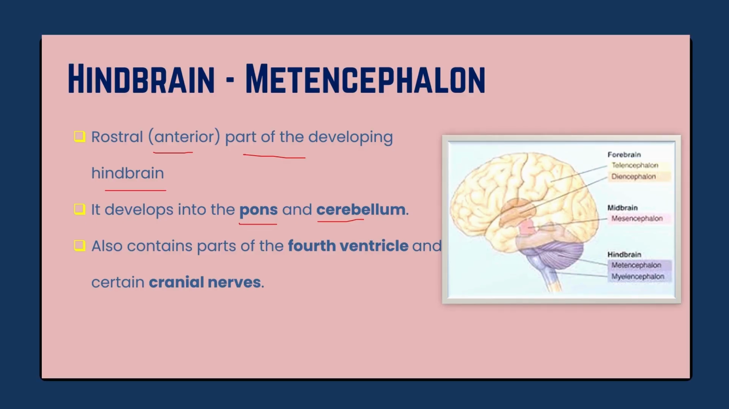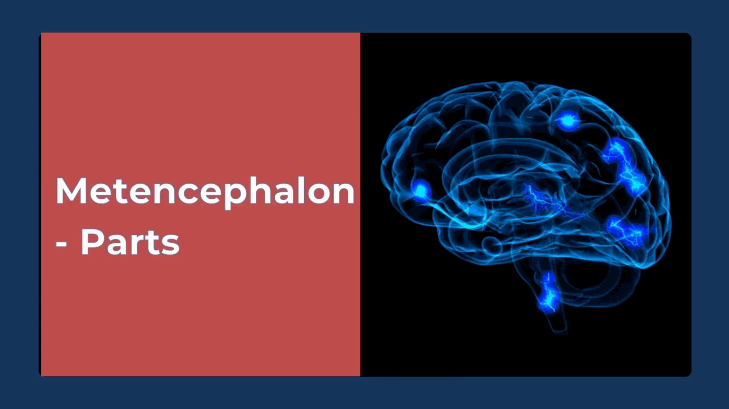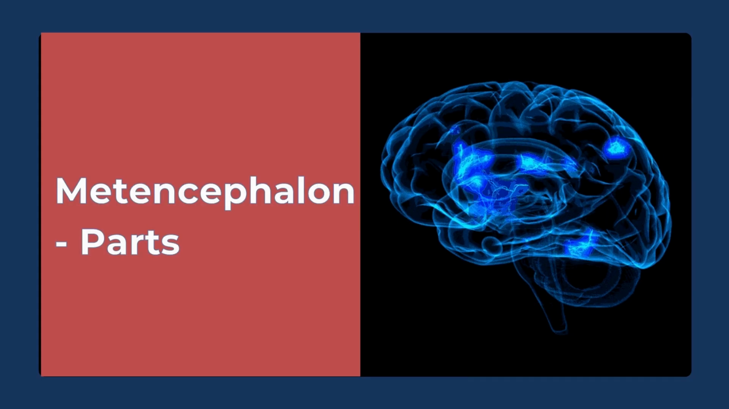It also contains parts of the fourth ventricle and certain cranial nerves. We know what is ventricle, right? We have already studied. We said there are four ventricles. We have seen where all those four ventricles are. So here, metencephalon also contains some parts of the fourth ventricle. It also contains cranial nerves. What are cranial nerves? These are nerves that arise from the brain. We'll deal with cranial nerves in detail in another video. Alright, so all you need to remember here is that metencephalon also contains parts of the fourth ventricle and certain cranial nerves. Let's see what are the different parts of the metencephalon.